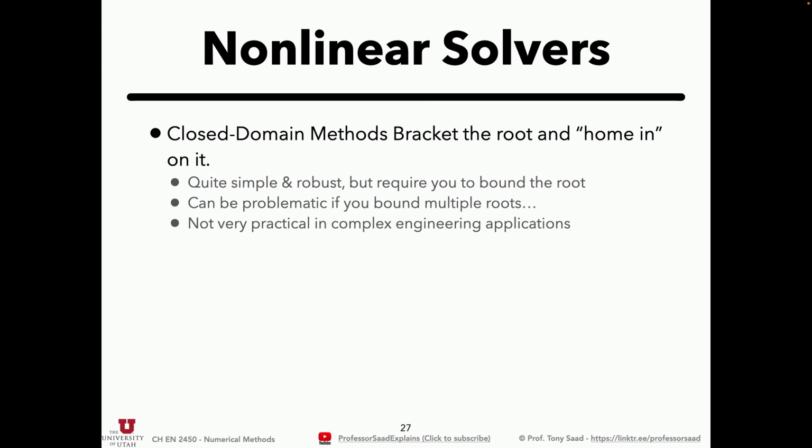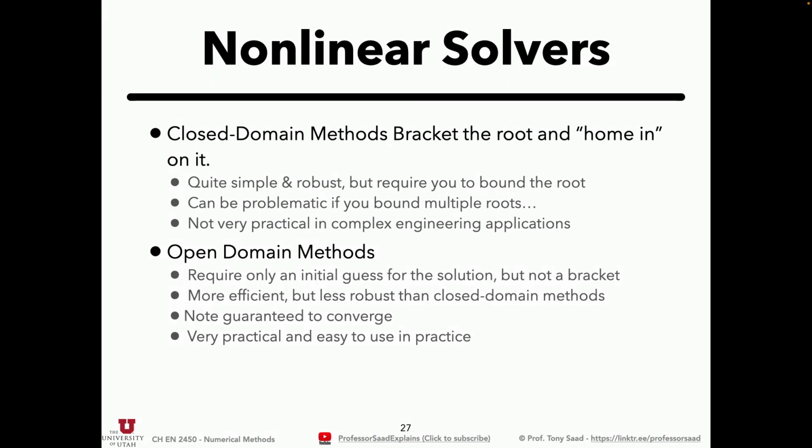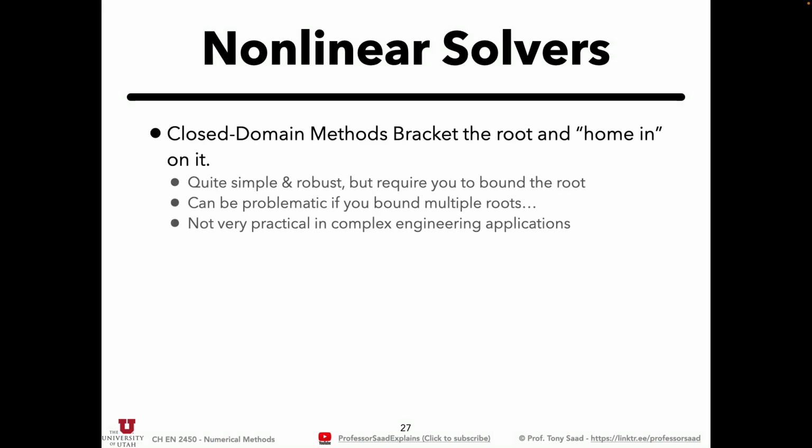In general, there are two categories of nonlinear solvers. We will learn only about one, but I want to explain both categories. The first one is called closed domain methods, closed domain nonlinear solvers. Those were the earliest methods, and they were generally quite graphical in nature. What they do is try to estimate where the root is. They plot the function, for example, and try to estimate where the root is and bracket it. Choose a point on the left and a point on the right of the root, and start making that bracket smaller and smaller.